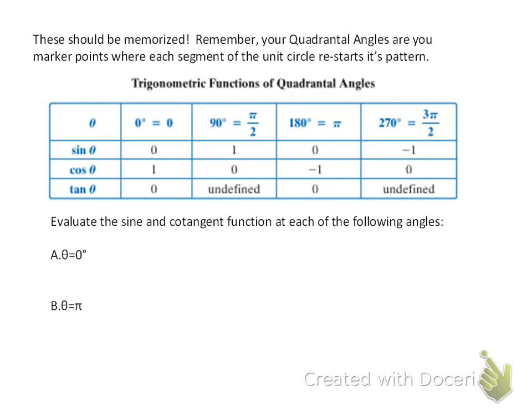So now think about the reciprocal functions. If the tangent of 0, or 360, is 0, what's the cotangent of 360? What happens when it's undefined? When you reciprocate 0, you get an undefined answer. Good. All right, so now we're going to take theta equals 0 degrees.